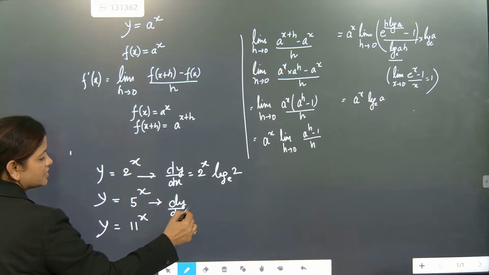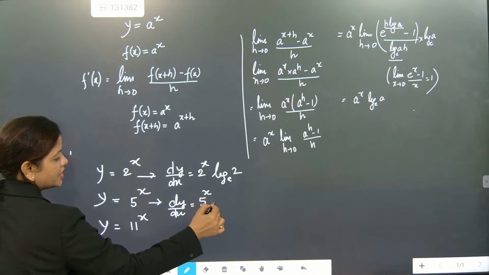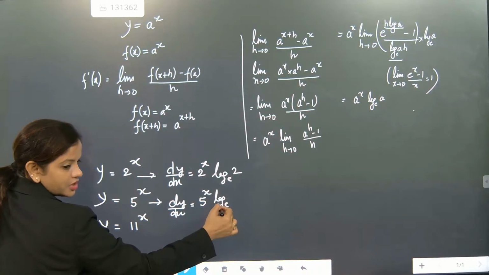dy by dx, 5 to the power x will be written as it is. It will become log base e 5.